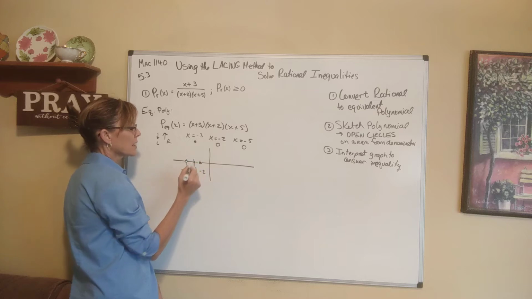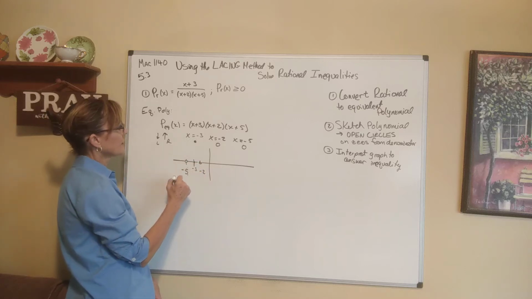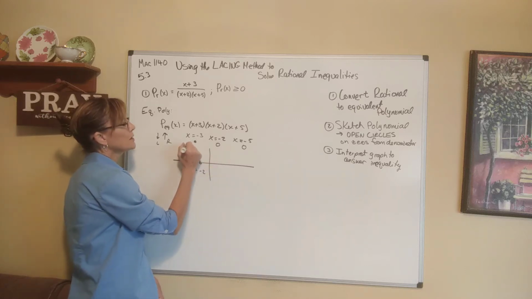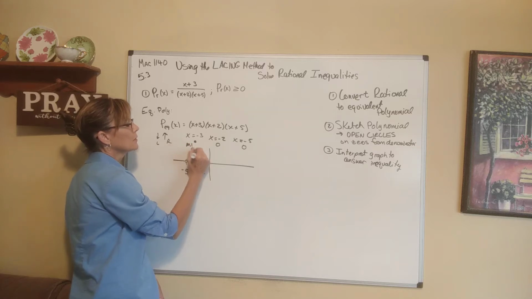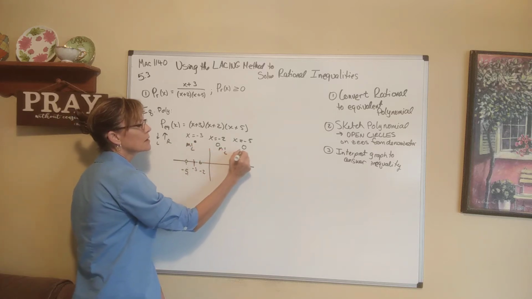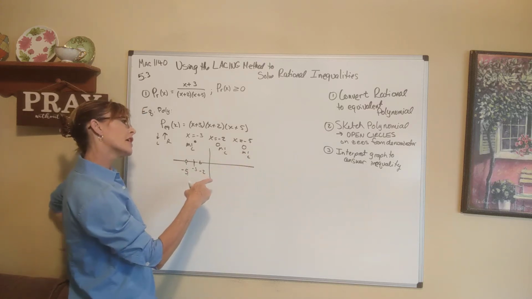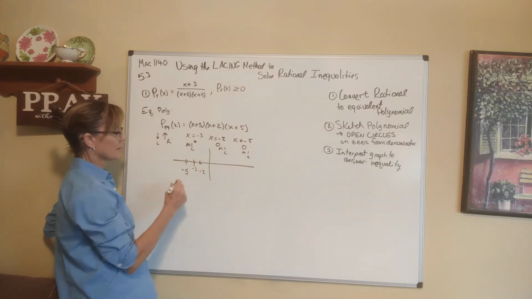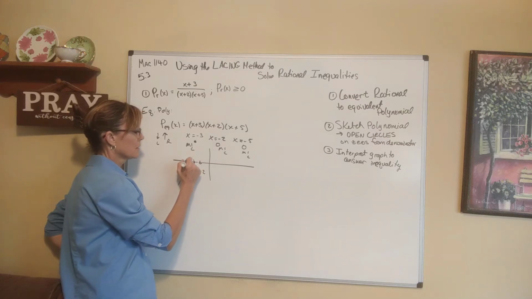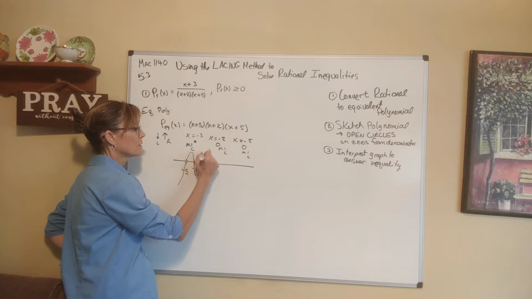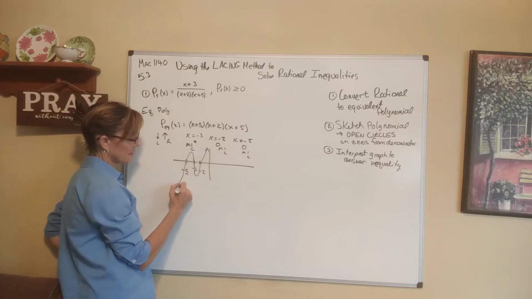So let's sketch our guy down to the left at -5. Multiplicity here: 1, cross; multiplicity 1, cross; multiplicity 1, cross. At -5, it crosses. We're starting down left. So we're down here. We're going to cross, we're going to cross, we're going to cross. Okay, this is the sketch we get.